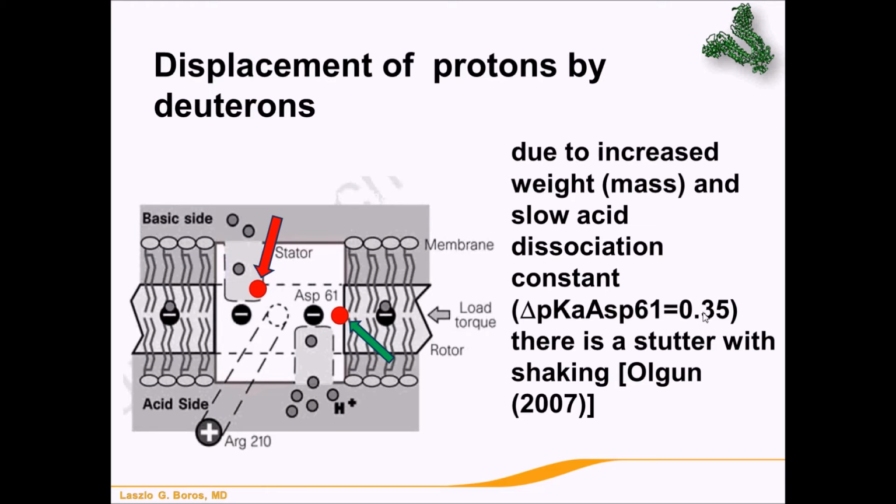The asparagine acid dissociation constant of deuterium is about 1/3 of that of hydrogen. So if deuterium occupies the asparagine 61 binding site, this rotor will have a stutter and it will break. And there are papers that just show that.